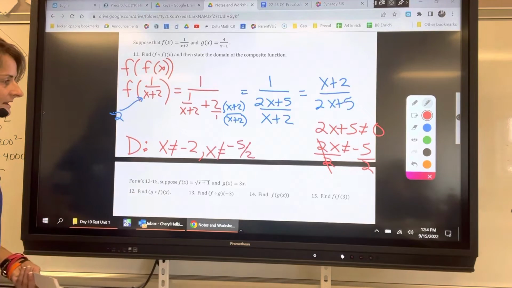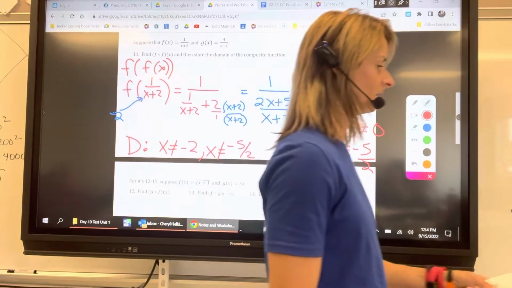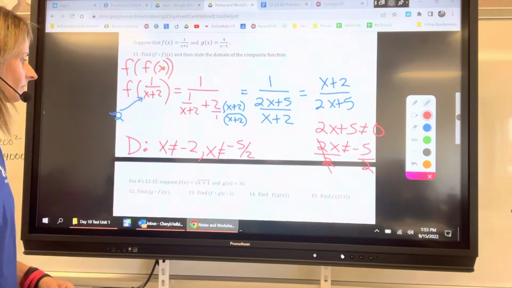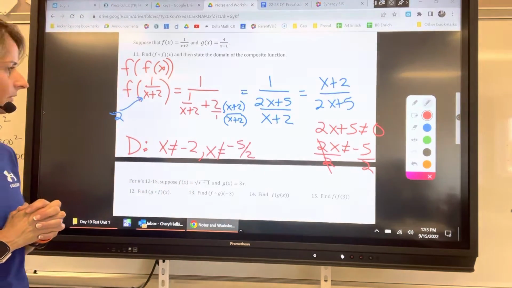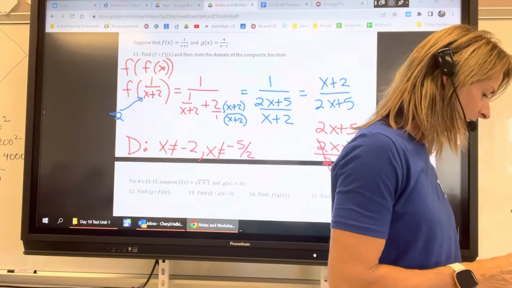If we were writing that in interval notation, we would say, let's not do that right yet. I want to make sure I have enough time. We're already at 8 minutes. I may have to stop, but we'll see.